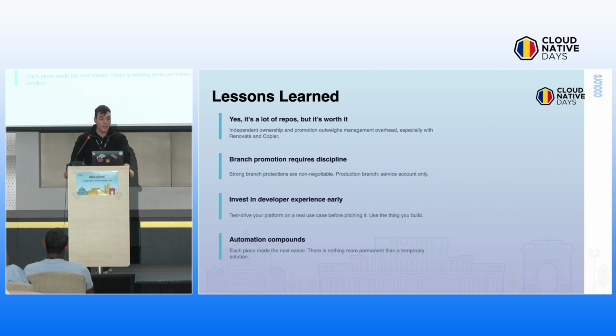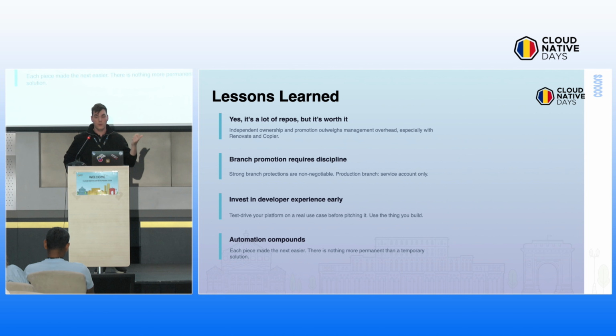Yes, it's a lot of Git repositories, but it's GitOps at the end of the day, so that's kind of expected. And in my opinion, it is worth it. Independent ownership and promotion, in my opinion, outweighs all of the management overhead. And to be fully honest, given that we have all of the templates and Terragrunt and Renovate in place, it's not even that much overhead for management. You set up a repository super easily, and then generally speaking, it's automatically up to date. You don't have to do that much.